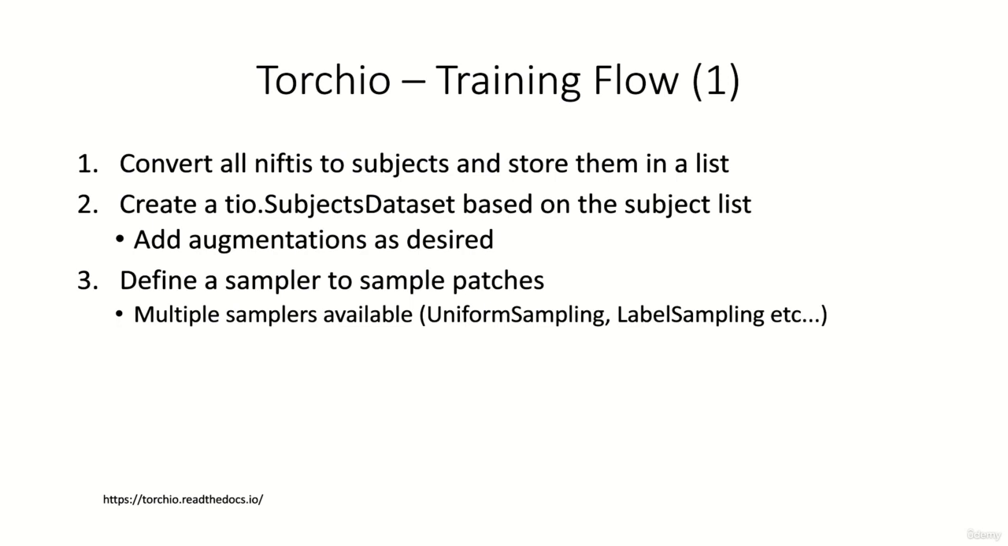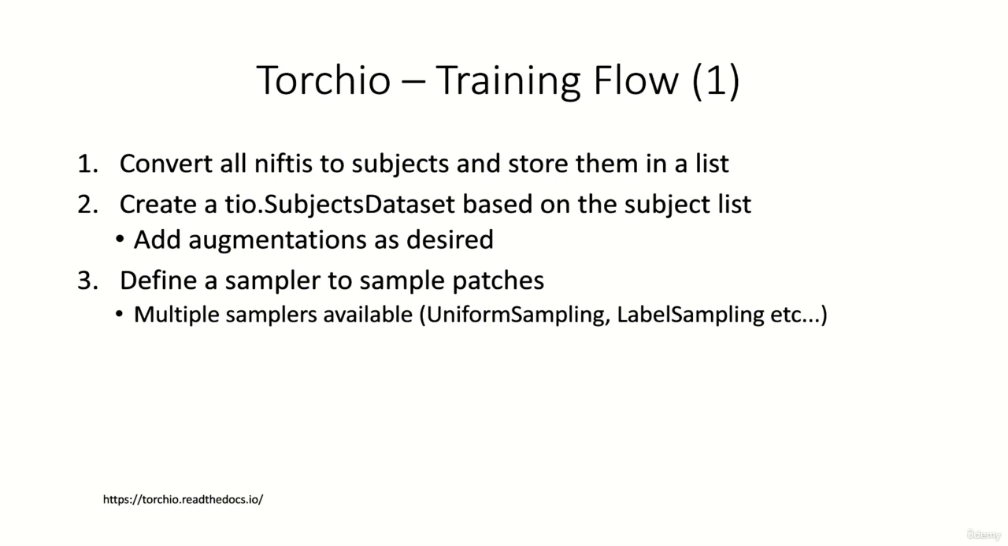At first, we convert all NIfTIs or other files containing the volume to subjects and store those subjects in a list. Next, we create a TorchIO subjects dataset based on the previously defined subject list. If we want, we can pass an augmentation pipeline to this dataset. After that, we create a sampler to draw patches from the original volume.